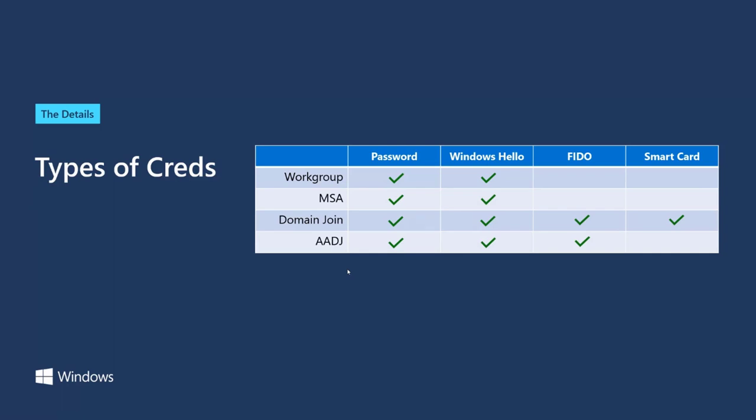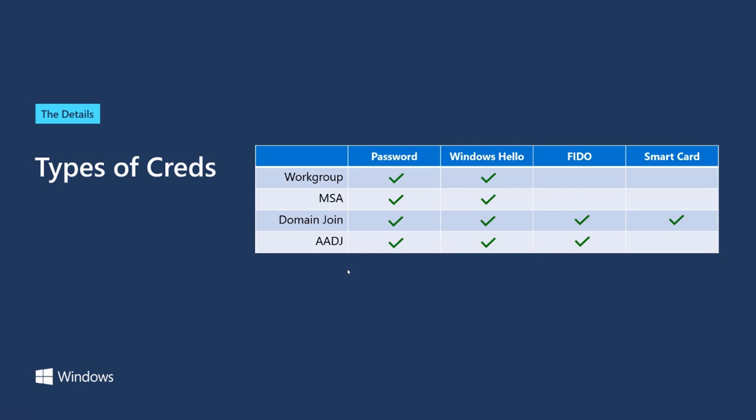We also have FIDO, which this is just one representation of. But the idea is that you can plug it in, you can tap the button, you type in a PIN, and you have a secure authenticated credential that you can use wherever you want, if you have one machine or if you have 100 machines that you need to log into. And then, of course, there's Smart Card, which kind of works the same way, but with a different implementation.